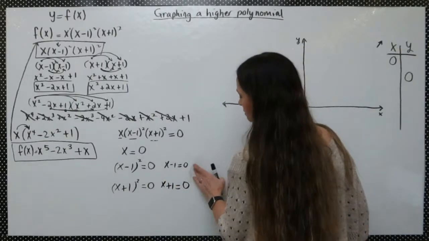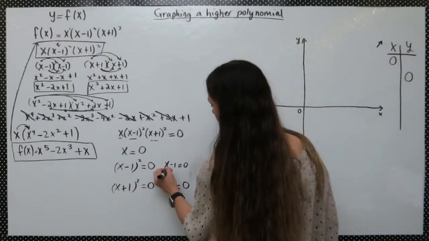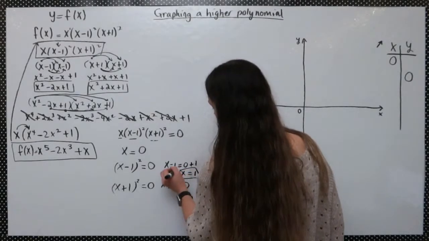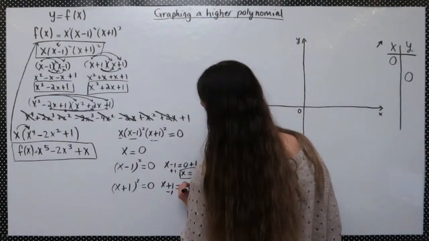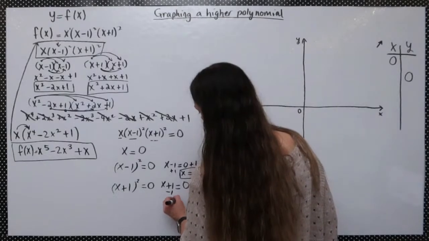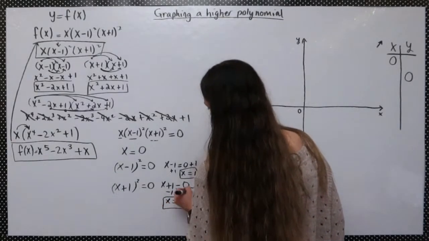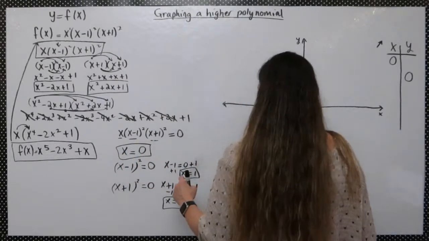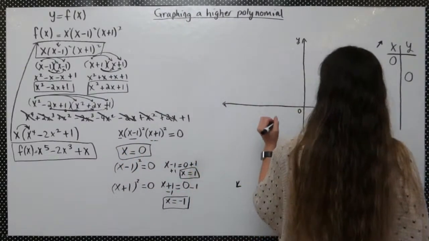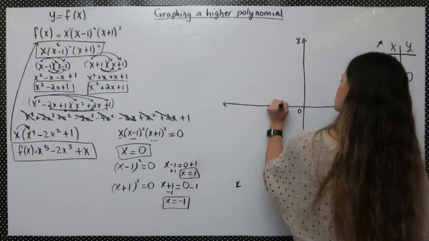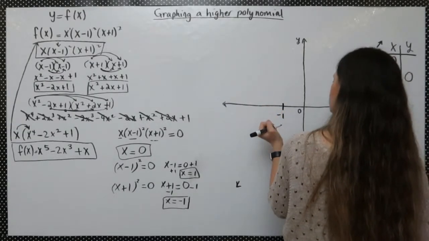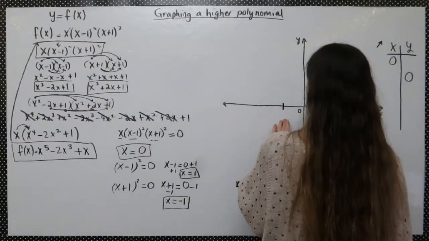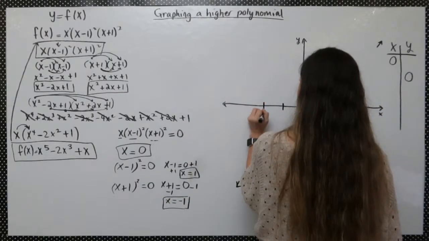On this one, adding 1 to both sides, you get x equals 1. And on this one, subtracting 1 from both sides, you get x equals negative 1. So I have x equals 0, x equals negative 1, and positive 1. No one wants to go further out? We'll go further out. We'll say that's negative 1.